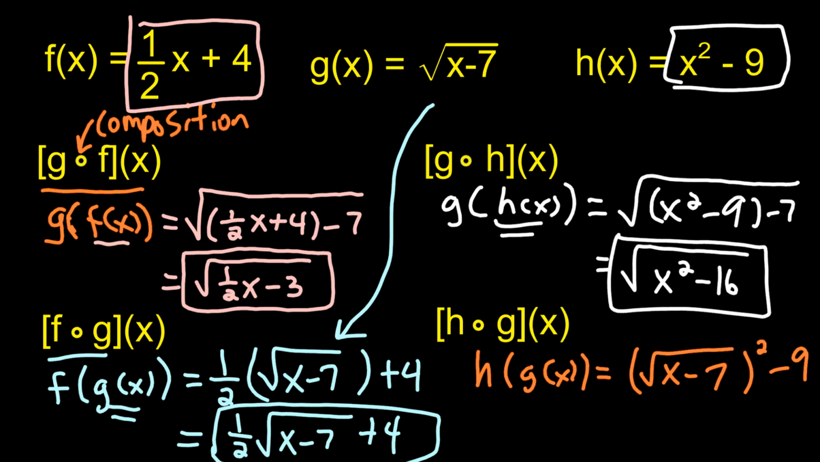And if you know anything about square roots and squares, those are reciprocals of one another, or inverses of one another. Those are going to cancel each other out. So this ends up being x minus 7 minus 9, which is x minus 16. So hog, h of g of x, simplifies down to x minus 16.